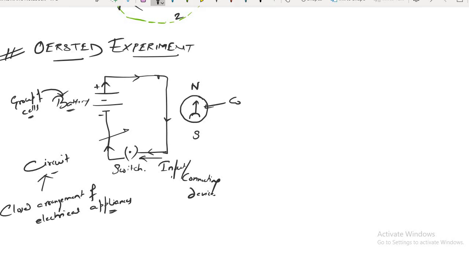Now you see, when there is a current in the circuit, I am bringing one compass. What is this? This is a compass. I am bringing a compass near the circuit. We all know, in the last class I have said about the magnetic field of Earth. I have explained in that section that if we hang a magnet freely, it will always align towards the North Pole and South Pole direction of Earth.